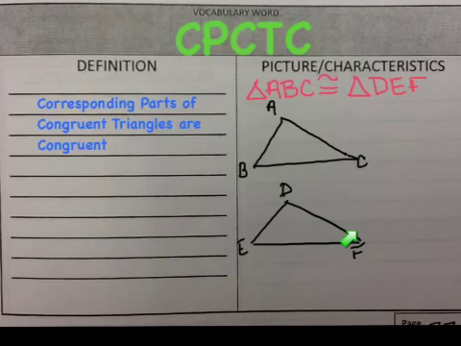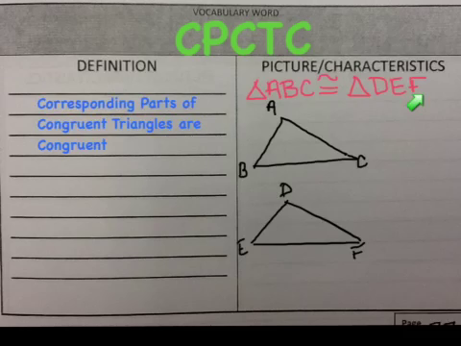Okay, so what we have right here is called a congruency statement. It states that two shapes are congruent. Remember, this is our symbol for congruent. Now we can get a lot of information from this statement about sides and angles.